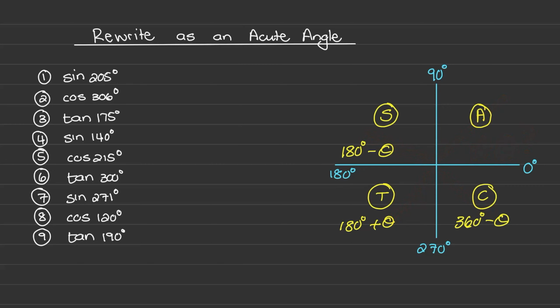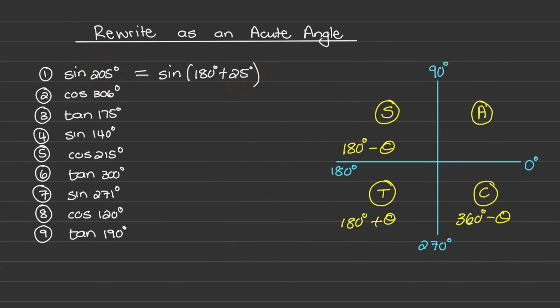So let's start with sine 205 degrees. Now 205 degrees is somewhere in the third quadrant, so we would use 180 degrees plus theta. What you need to do is identify what you need to add to 180 degrees to get back to 205 degrees. It's a simple calculation. You simply say 205 degrees minus 180 degrees, and that equals 25 degrees. So 180 degrees plus 25 degrees would equal 205 degrees.